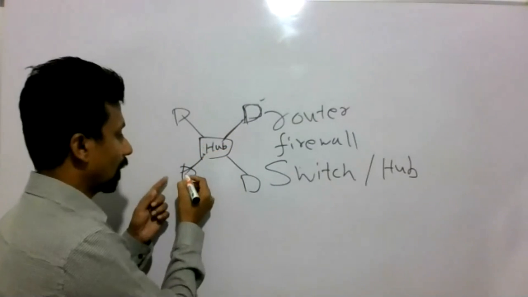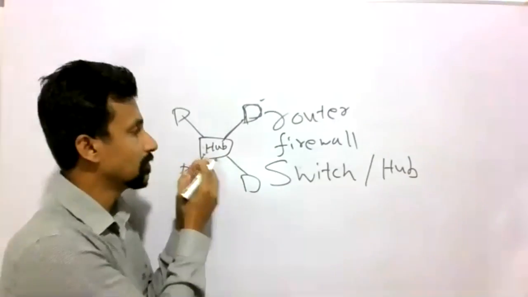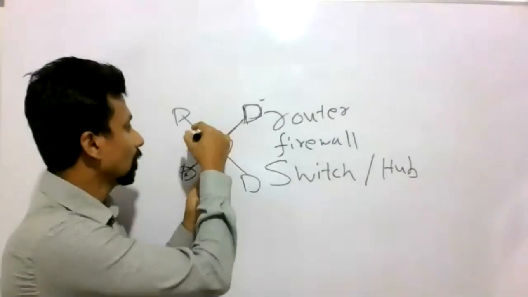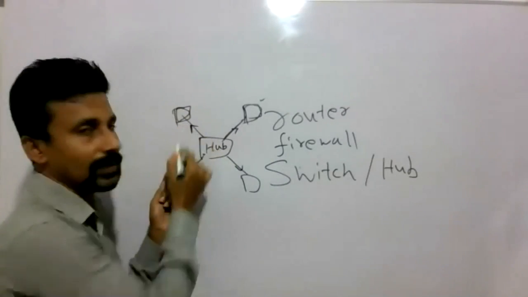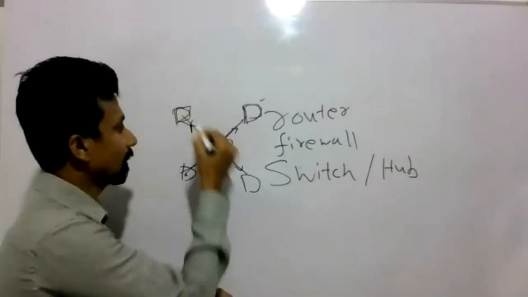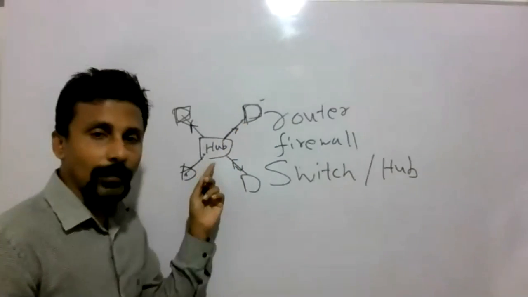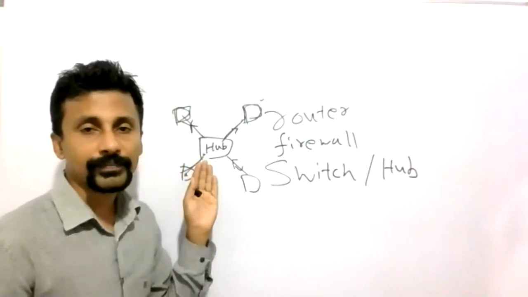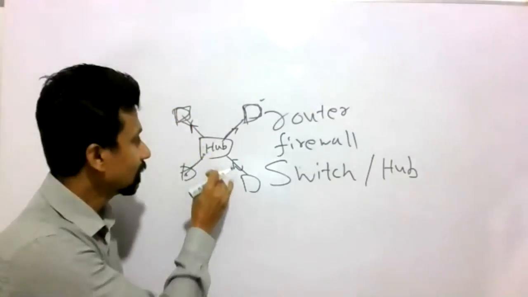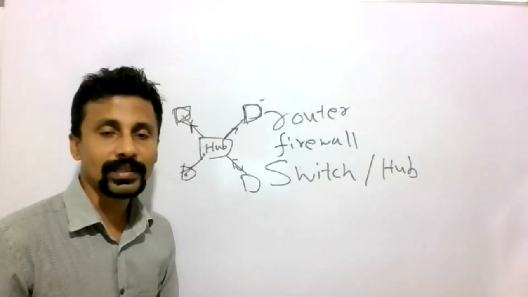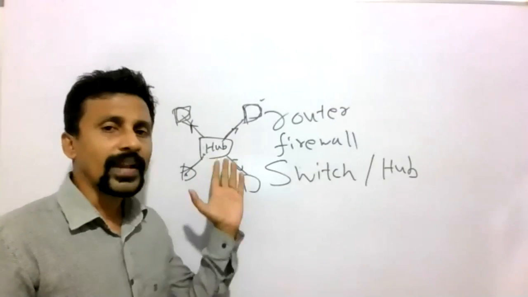But with a hub, again I'm sending data to this computer. After coming here, the hub can't understand which computer it should send to, so it sends to all the computers. The others do not accept it and send it back. Only this one takes the data. But with the hub, unnecessary traffic will be generated, because the media is occupied by that unnecessary data.